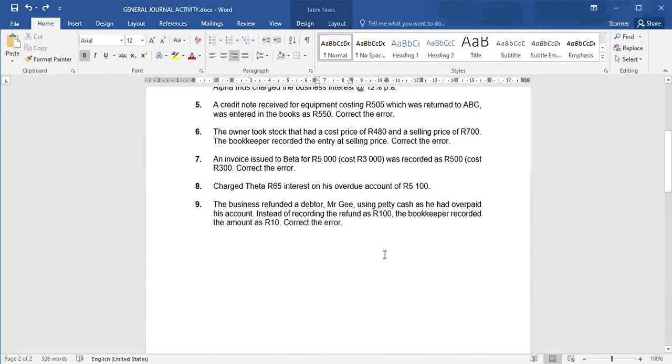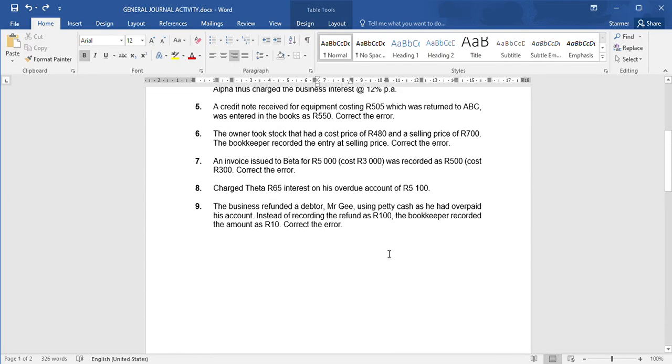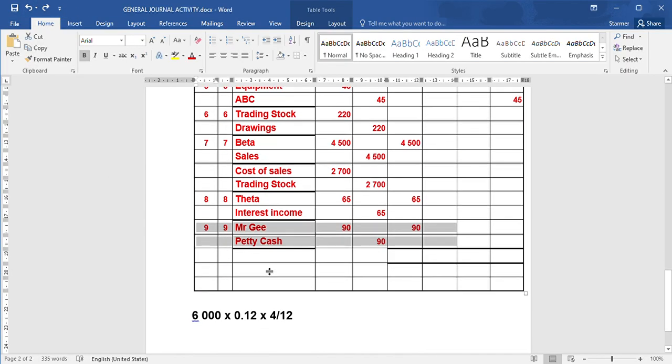Okay, and the last one here. The business refunded a debtor using petty cash as he had overpaid his account. Instead of recording the refund as 100, the bookkeeper recorded the amount as 10 rand. Now this can be very confusing, so the way I suggest you approach this, it's easy to figure out what should have happened to petty cash. So we used petty cash, and we recorded that petty cash went down by 10 rand, but it should have gone down by 100 rand. So to fix this up, you need to decrease petty cash by a further 90 rand.